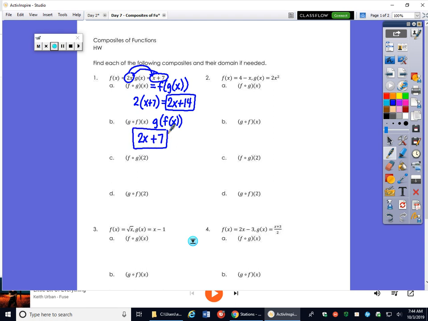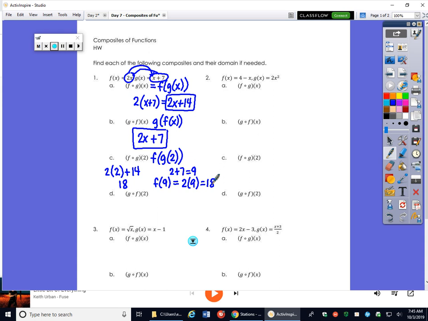Okay? Then if they have f of g of 2, there are two ways of doing this. You can either find f of g of x and then put a 2 in. We found f of g of x up in letter A, which was 2x plus 14. So I could do 2 times 2 plus 14, put a 2 in where the x is, and this would give me 18. Or I could do g of 2, which would be 2 plus 7, which is 9, and then take f of 9, which would be 2 times 9, which again is 18. Either way you want to look at it is completely up to you.